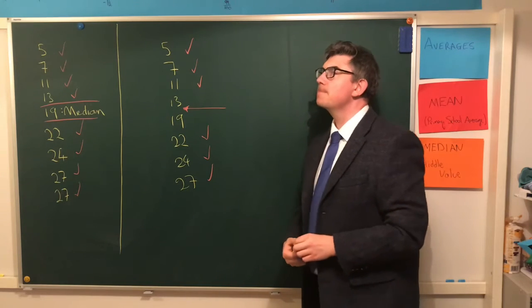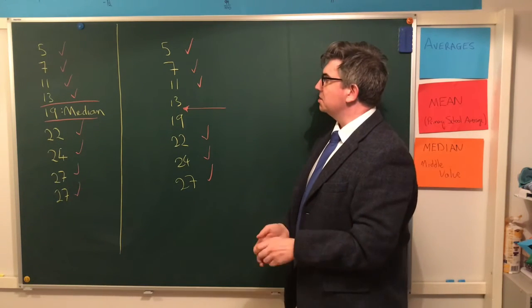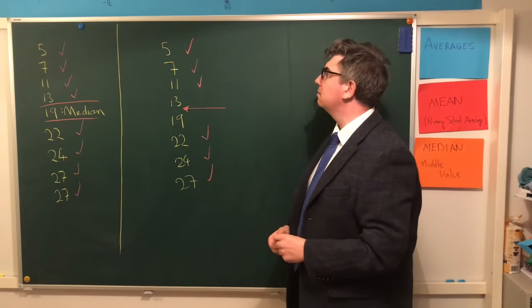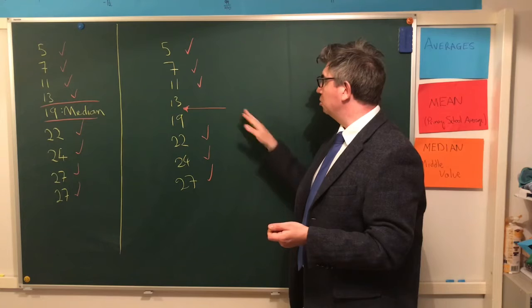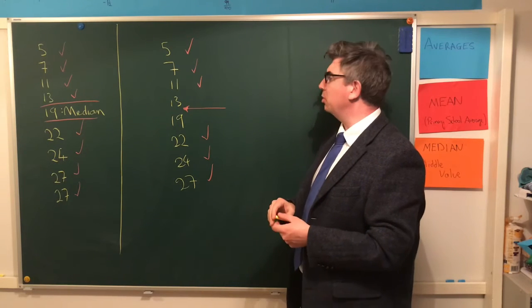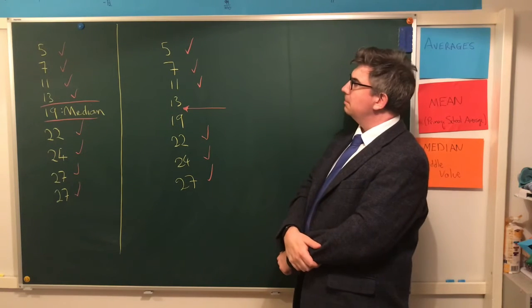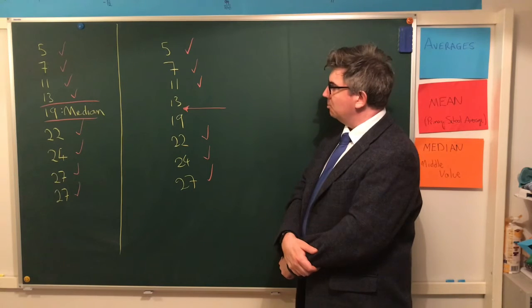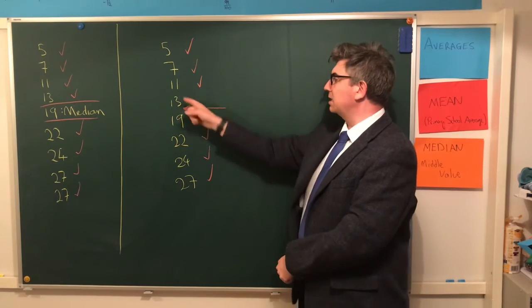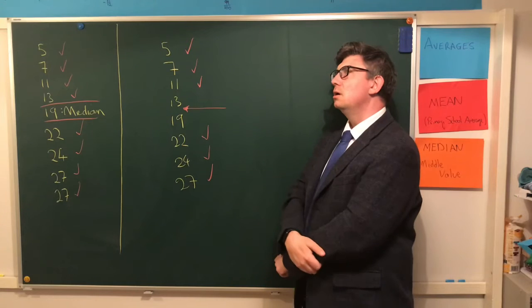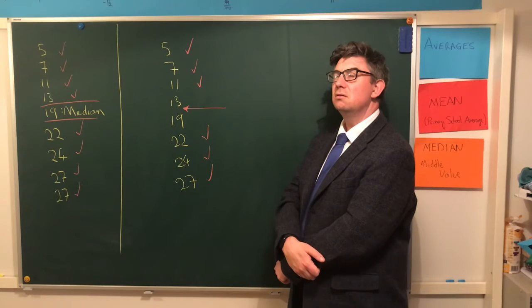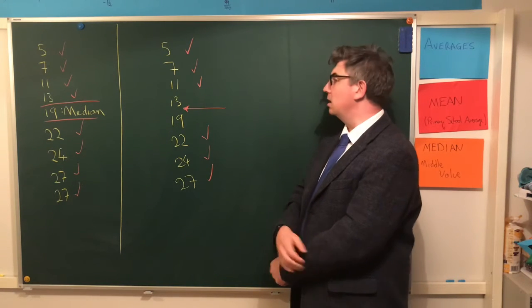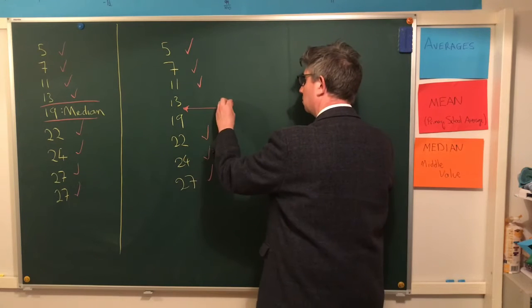Now, because these numbers are quite small, we might be able to think about this. So let's think about this, and if we think about it hard enough, we should be able to get the answer. So what's halfway between 13 and 19? Well, there's 6 in between these two. And half of 6 is 3. So if we add 3 onto 13, that will give us 16.